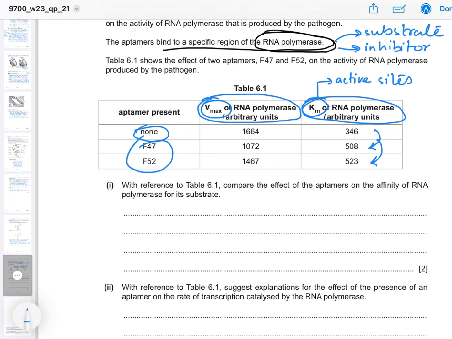So to answer part 1, compare the effect of aptamers on the affinity of RNA polymerase for its substrate. Both aptamers reduce the affinity, as you can see from the increase in the Km values. The aptamer F52 reduces the affinity more by causing a greater increase in this value. So F52 causes an increase from 346 to 523, which is a greater increase than from 346 to 508.